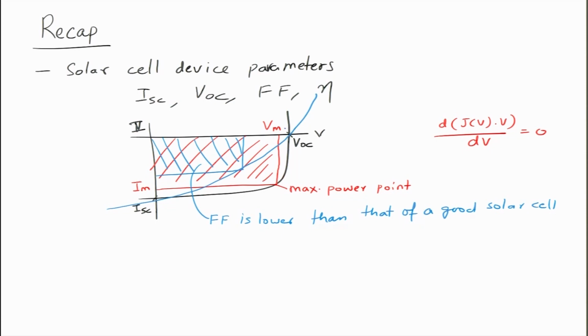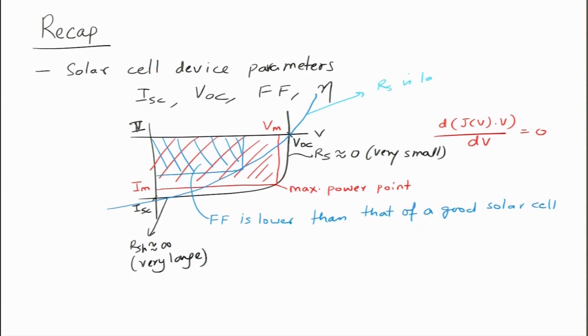So, you can see that for the black curve, the series resistance is nearly equal to 0, whereas the shunt resistance is nearly equal to infinity. So, basically very large, okay, and the series resistance is very small. And for the blue one, you can see that the series resistance RS is large, and RSH is smaller, and this is what results in the lower fill factor.